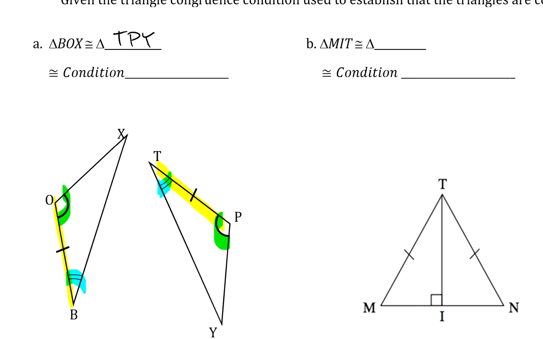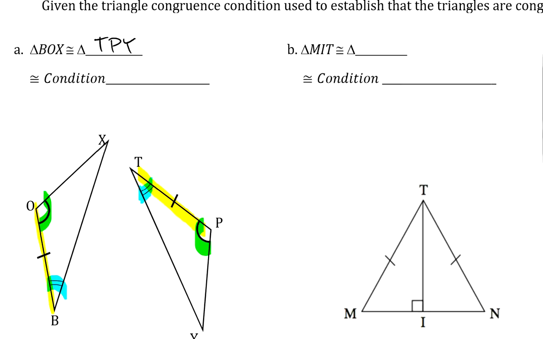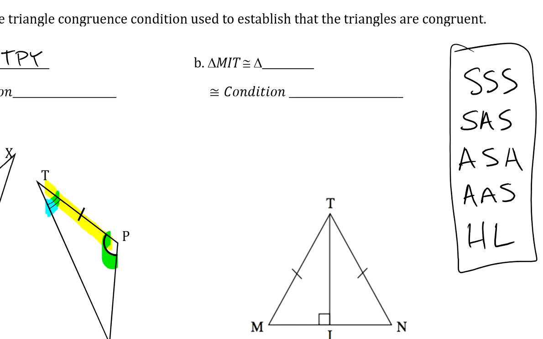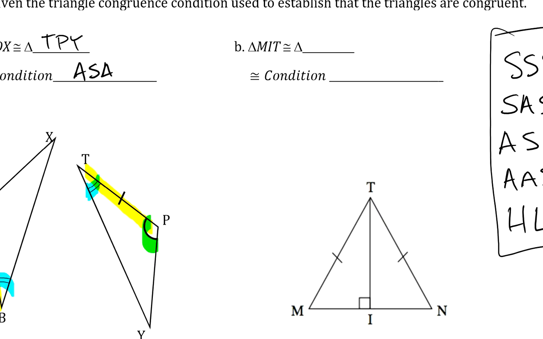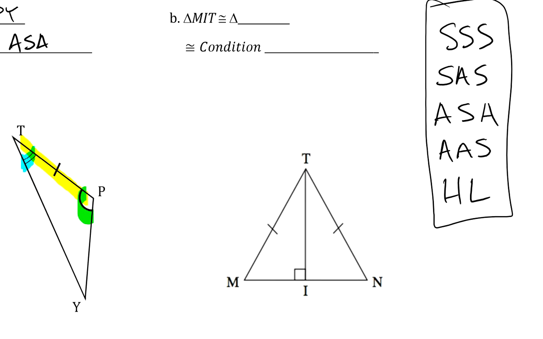Now the condition here, if you look at it, I've got 2 pairs of congruent angles and the side that connects them. So that would be angle, side, angle. So these are congruent by ASA. The next one, triangle MIT. So if I'm looking at this, I do see these sides are congruent to each other, right?